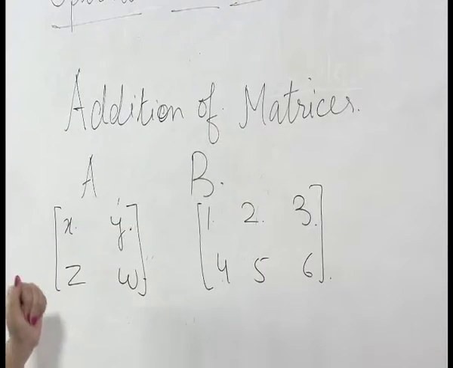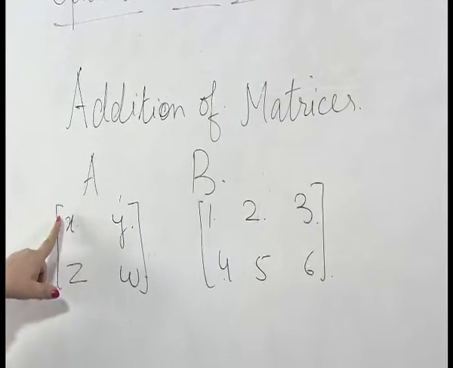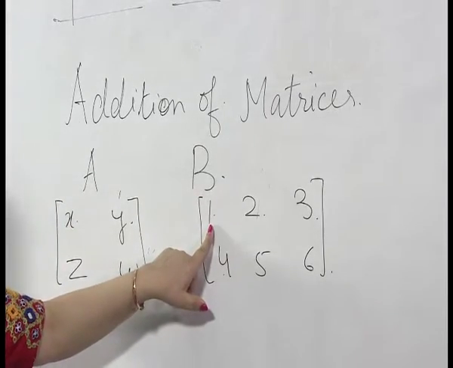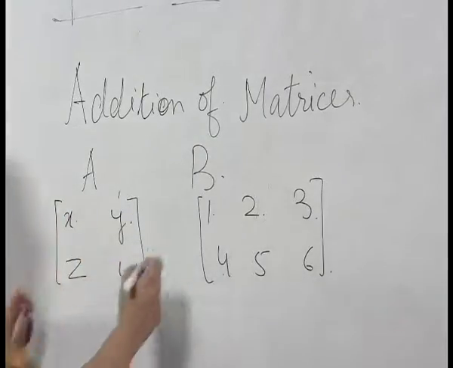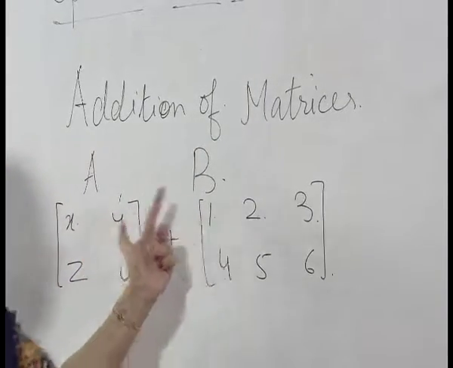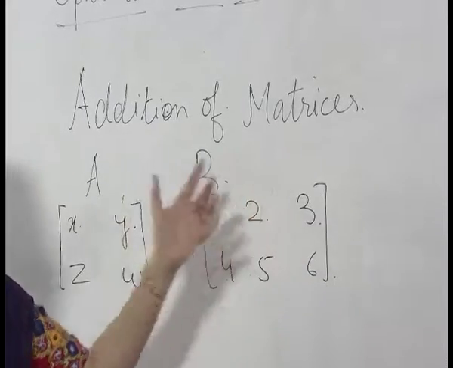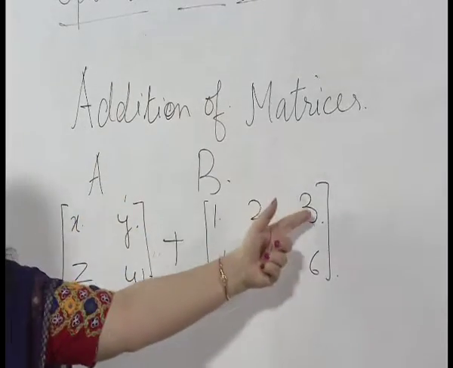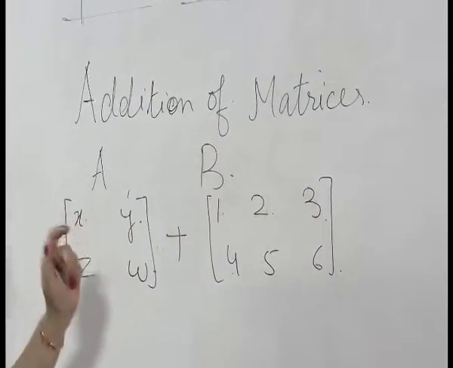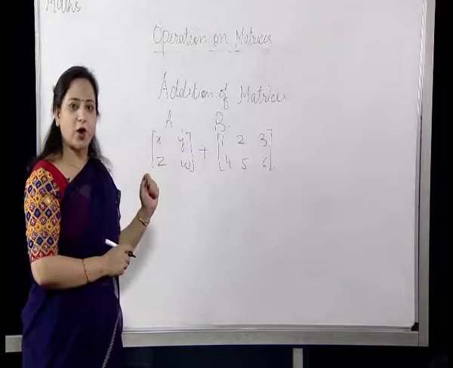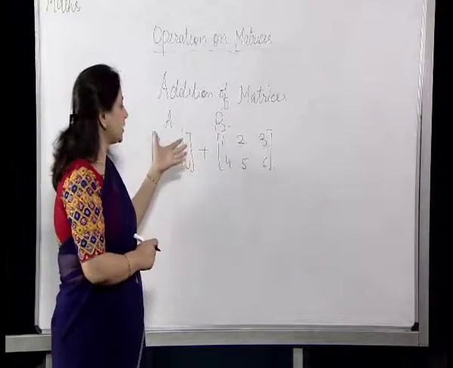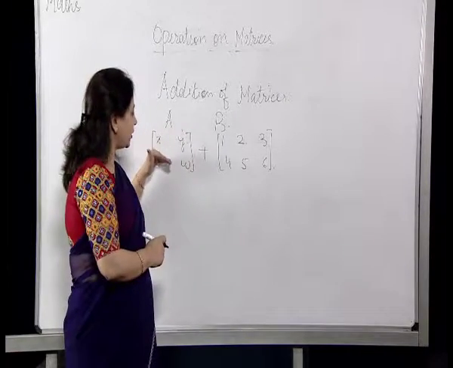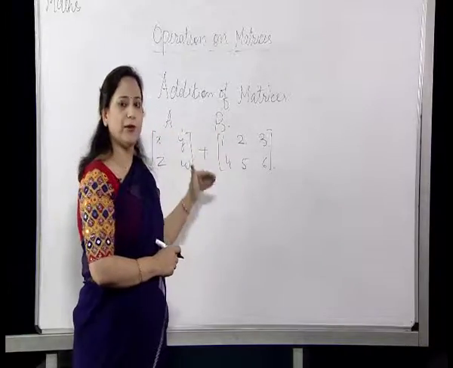Now, if I start adding, this is the A11 element of A and this is the A11 element of B. I have to add x with 1, y with 2. Now there is no element here with which I can add this 3. So something is missing. What is important in addition of the matrices is that we should have one element here also, that means the order of A and B should be same.